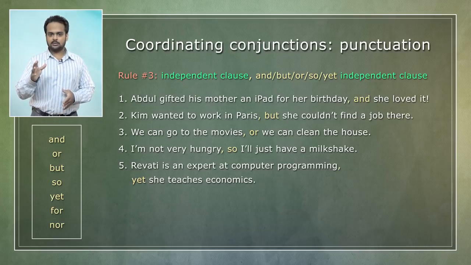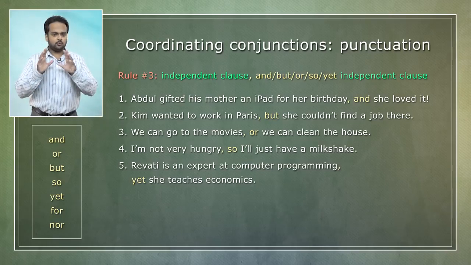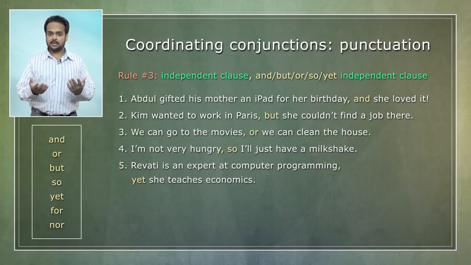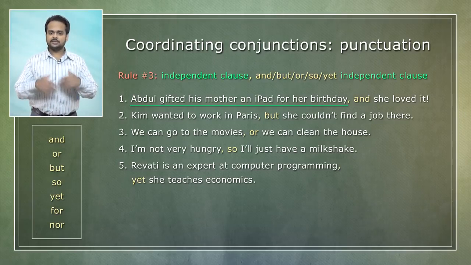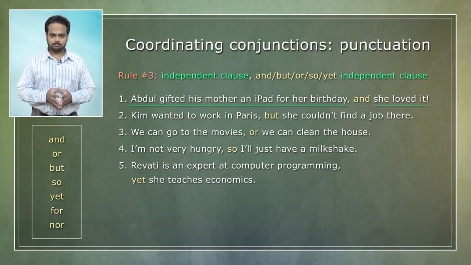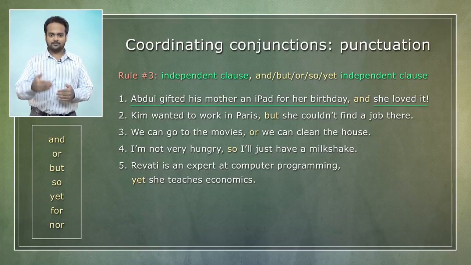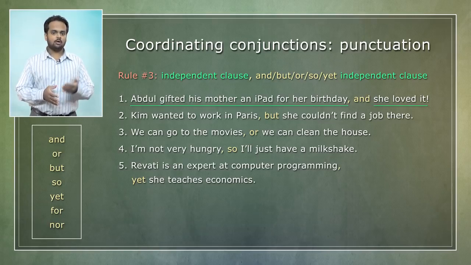The first part is Abdul gifted his mother an iPad for her birthday. Now, if you read this carefully, you will realize that this can be a complete sentence by itself. So it's called an independent clause. The same is true for the second part, she loved it. This is also a complete sentence, so it's an independent clause as well. So the conjunction and connects two independent clauses here. So we put a comma after the first clause and before and.